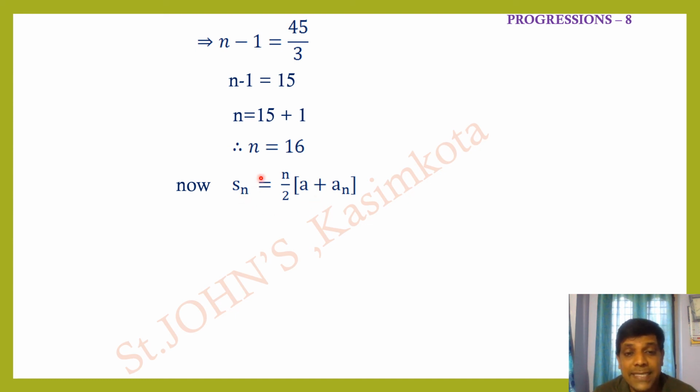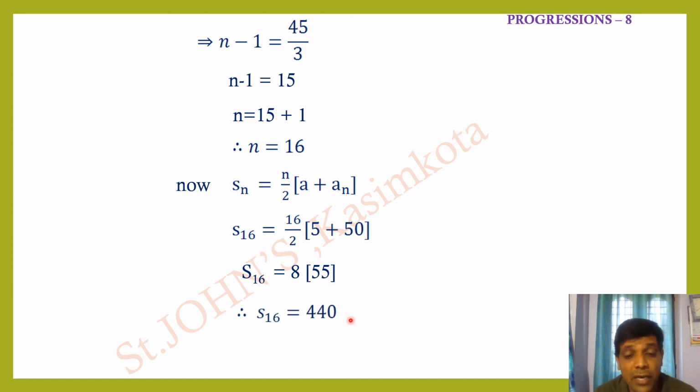Sn means S16 is equal to N by 2, means 16 by 2, into A, first term 5, plus An, last term 50. S16 is equal to 16 by 2, means 2 1s are 2, 2 8s are 16, so 8 into (5 plus 50) 55. S16 equals 8 into 55. The product of 8 and 55, we get 440. This is the value of S16. So S16 means the sum of 16 terms in the given AP. Clear?